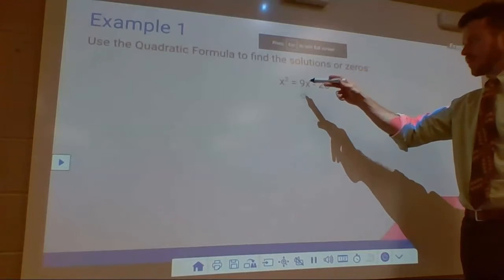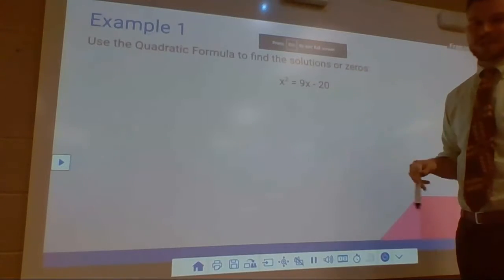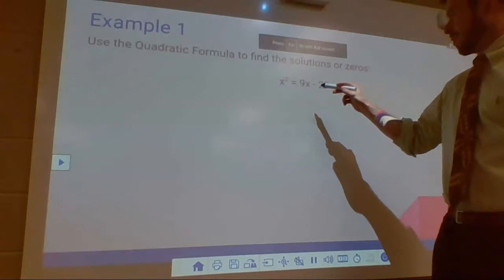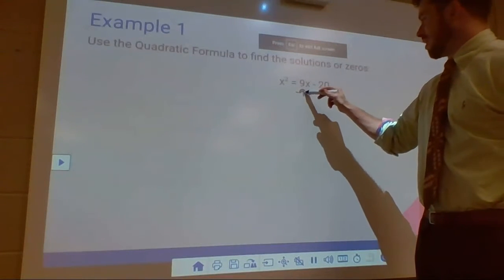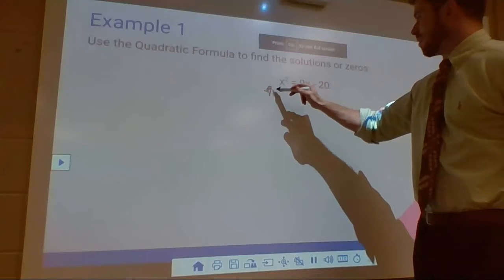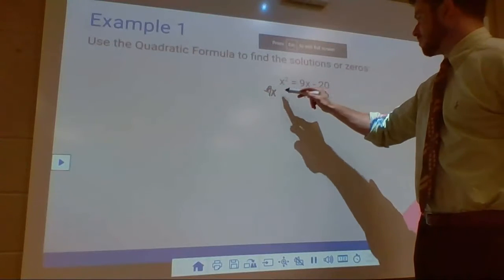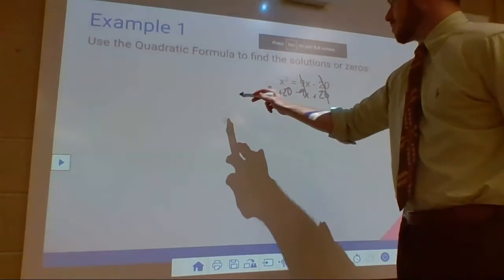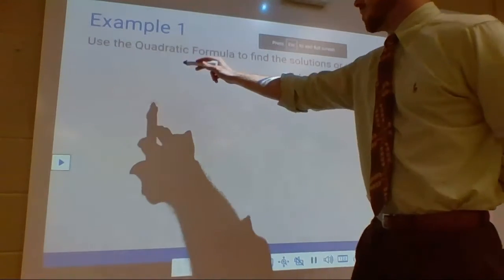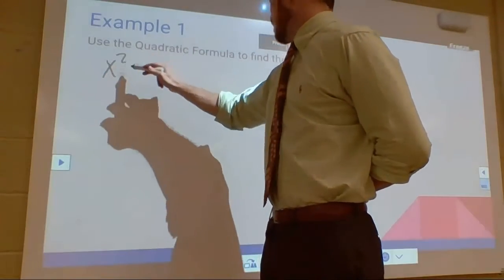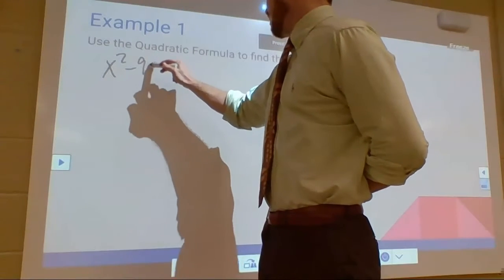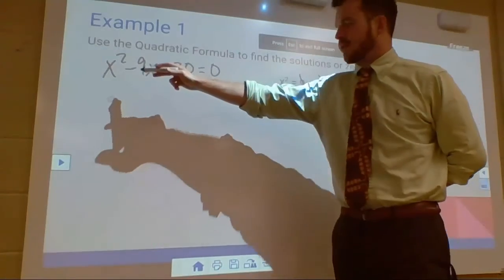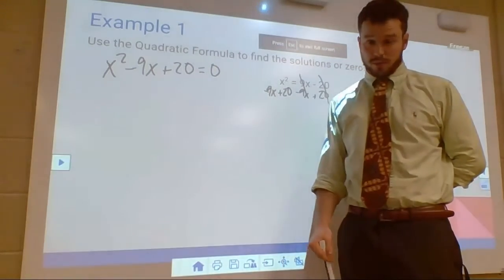The first thing I realize is that I do not have 0 on one side of the equation. So I need to make that happen. What I'll do is I'll just subtract 9x on both sides, and I'll add 20 on both sides. So that's going to make the right side equal to 0. So the new function is going to be, and I'll just write it right here, x squared minus 9x plus 20 equals 0. I need that function to be in standard form before I can move forward.